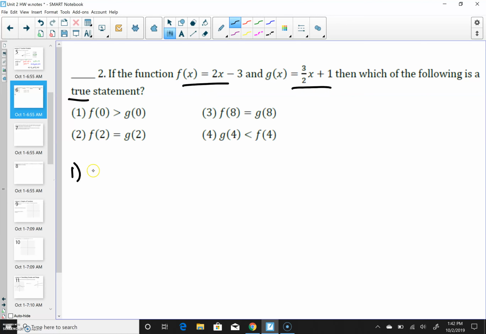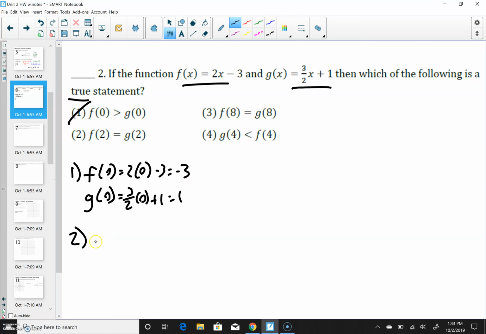So the only way we can go about this is to just plug it in, and let's see what we get. So 2 times 0 minus 3 gives us -3 for f of 0. And then for g of 0, we get 3 over 2 times 0 plus 1, which is 1. The first one is going to be a false statement because it says f of 0 is greater than g of 0, and we can see clearly that 1 is greater than -3, so therefore that statement's going to be false.